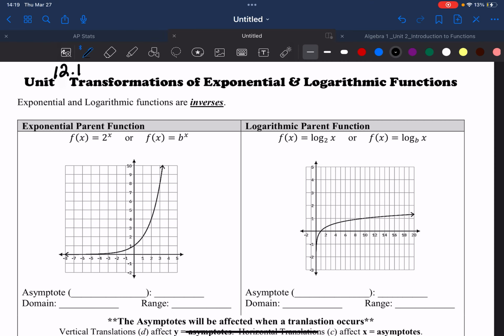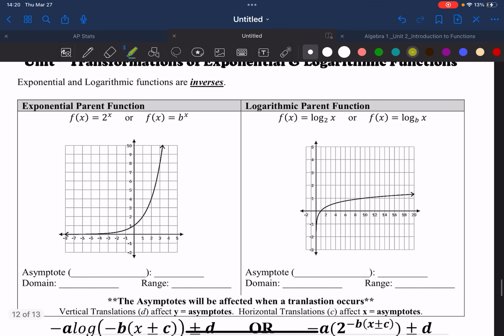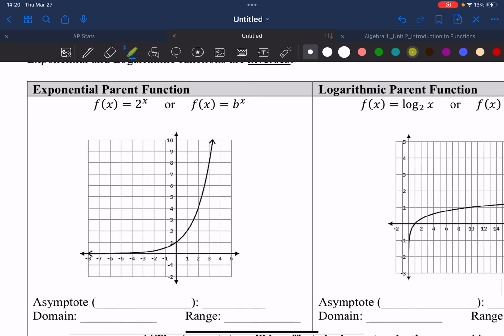Unit 12.1, Transformations of Exponential and Logarithmic Functions. Exponential and logarithmic functions are inverses. So that means if we were to plot both of these graphs on the same graph, they would be a reflection of each other over the line y is equal to x. So we're going to talk about these two functions and look at the properties of each of the parent functions.